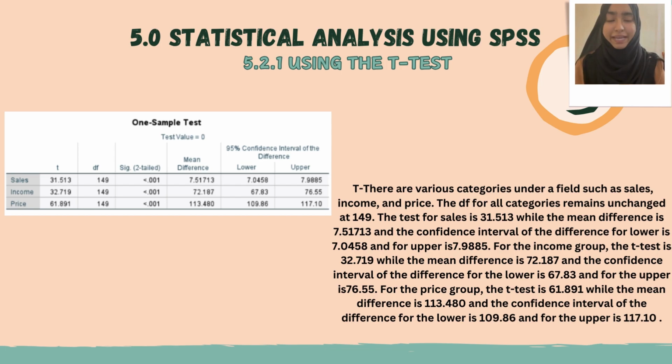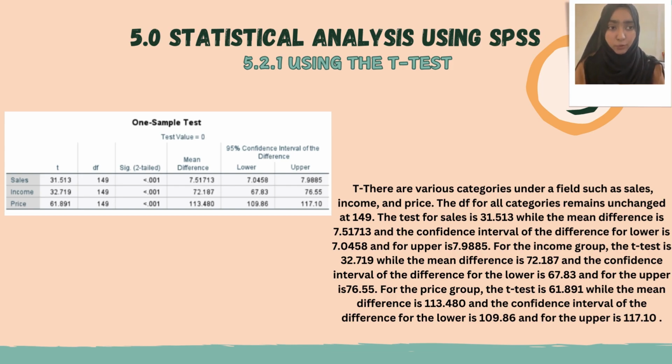Next, using the t-test. There are various categories under a file such as sales, income, and price. The DF for all categories remains unchanged at 149. The t-test for sales is 31.513, while the mean difference is 7.51713, and the confidence interval of the difference for the lower is 7.0458, and for the upper is 7.9885.